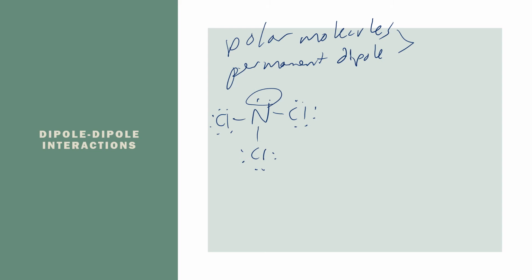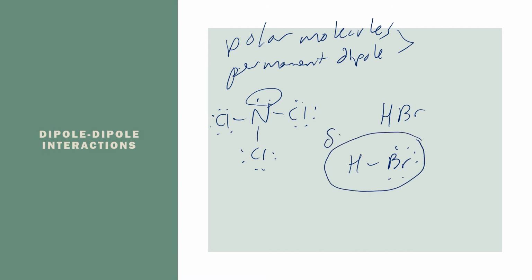Let's do HBr. So HBr, like this, has two ends, one that is slightly positive and one that is slightly negative. And that's always true, because that bromine always has more electrons around it, the hydrogen has fewer electrons around it, so it always has that uneven charge distribution, a permanent dipole.